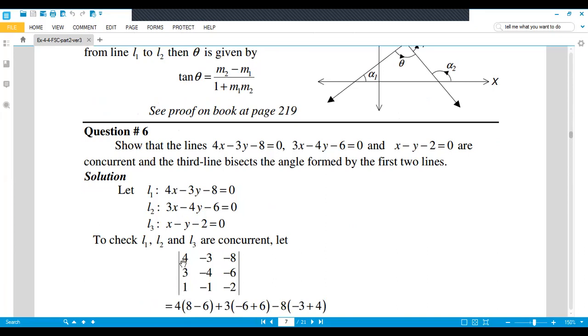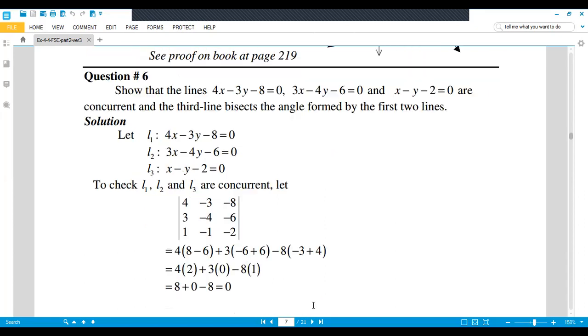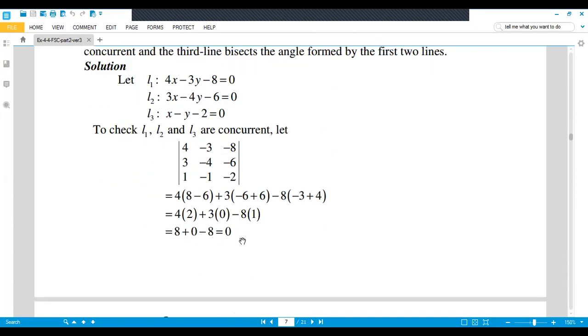In the first column, the coefficient of x, in the second column the coefficient of y, and in the third column the constant. Then we open it with the determinant rule: the first value, determinant of minus 4 minus 1 minus 6 minus 2, so it will be 8 minus 6, and then minus the second value, minus minus plus 3, the second value, determinant of 3 1 and minus 6 2. So minus 6 and plus 6, and then the third value minus 8, determinant of 3 1 and minus 4 minus 1. So minus 3 and plus 4, so we get 0 0.